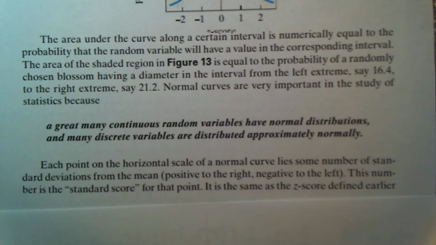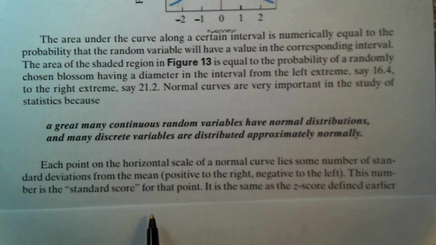And the reason why they're so important is because a great many continuous random variables have normal distributions, and many discrete variables are distributed approximately normally. So even when random variables are discrete, in many cases we can assume they're distributed normally. Each point on the horizontal scale of a normal curve lies some number of standard deviations from the mean, positive to the right, negative to the left.